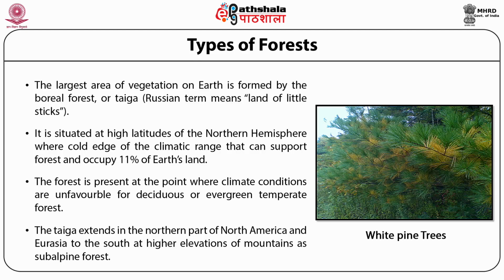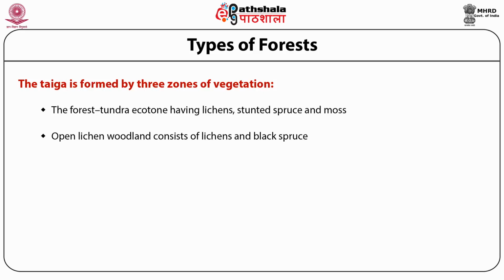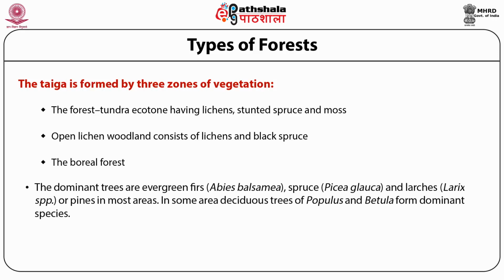The taiga extends in the northern part of North America and Eurasia, and to the south at higher elevations of the mountains as subalpine forests. The taiga is formed by three zones of vegetation. The first, forest tundra ecotone, having lichens, stunted spruce and moss. Second, open lichen woodland, which consists of lichen and black spruce. And third is the boreal forest. The dominant trees are evergreen firs, spruce and larches or pines in most areas. In some areas, deciduous trees of Populus and Betula form dominant species.